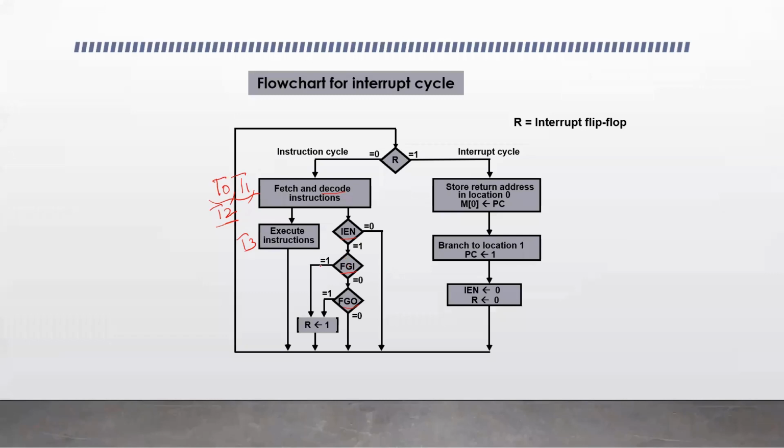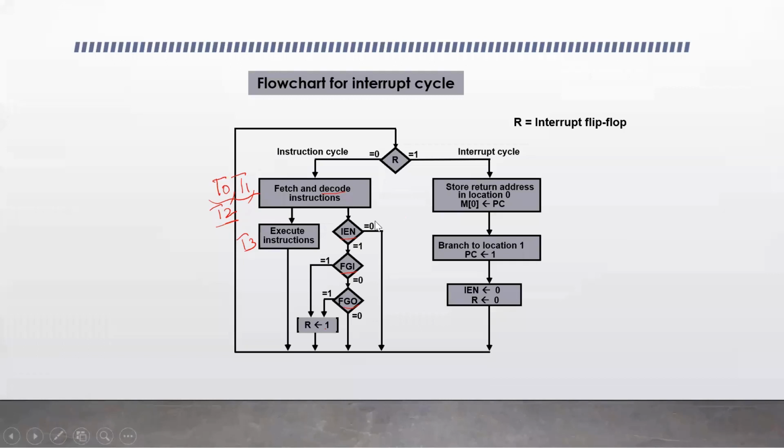If FGI is 1, R is set to 1, meaning there is an interrupt. If FGI is not equal to 1, it checks FGO. If FGO is 1, there is an interrupt from the output device, so it sets R to 1. If FGO is 0, it repeats with the next instruction. Okay, so this way the instructions are executed.